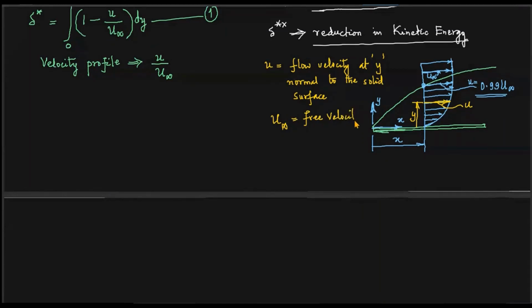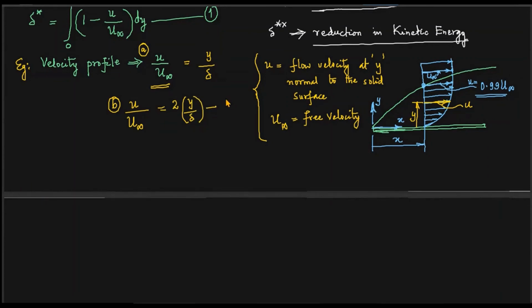Whether the velocity profile is linear, parabolic, sinusoidal, exponential or cubic, it will be given in the question as u by u infinity. For example, for a linear profile, u by u infinity equals y by delta. Or it may be a parabolic one, like u by u infinity equals 2 into y by delta minus y by delta squared. This is a quadratic expression in y.